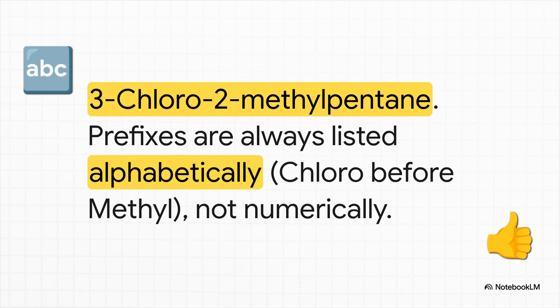So let's try it with the name you see on the screen. 3-chloro-2-methylpentane. The trick is to work backwards. The end of the name, pentane, tells us 2 things. Pent means a 5-carbon chain, ane means it's a simple alkane, no double bonds. Then, the prefixes tell us there's a chloro group on carbon number 3 and a methyl group on carbon number 2. Now here's the crucial part. Chloro comes before methyl in the name, not because 3 is bigger than 2, but because C comes before M in the alphabet. You always list the prefixes alphabetically.